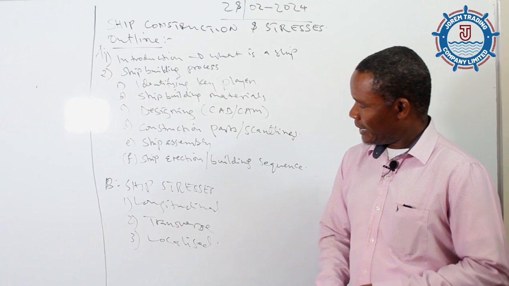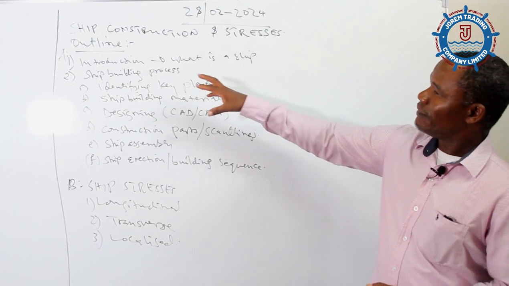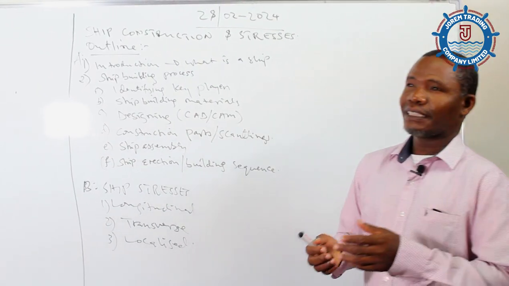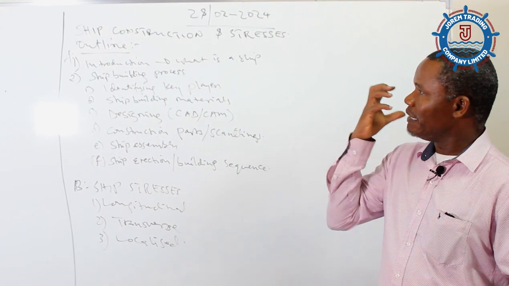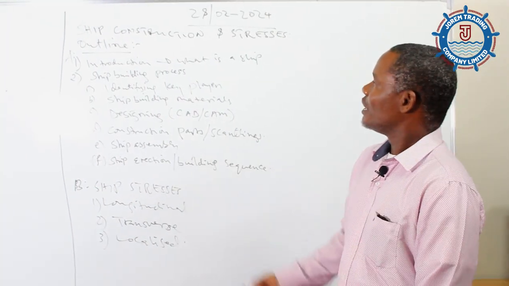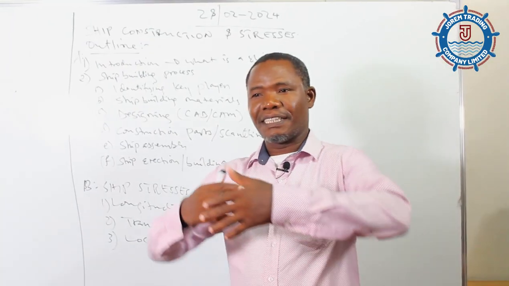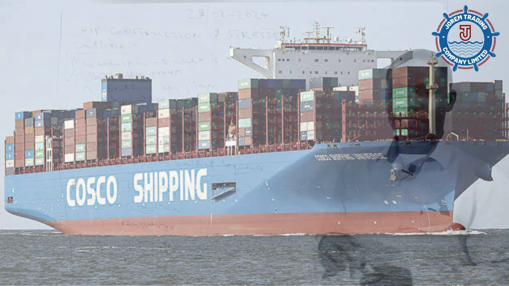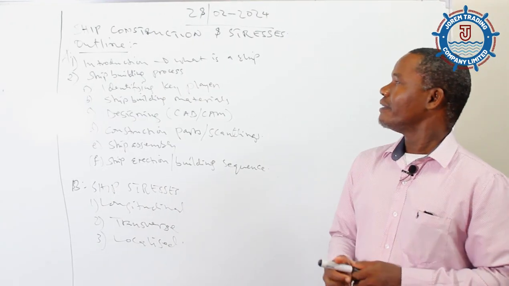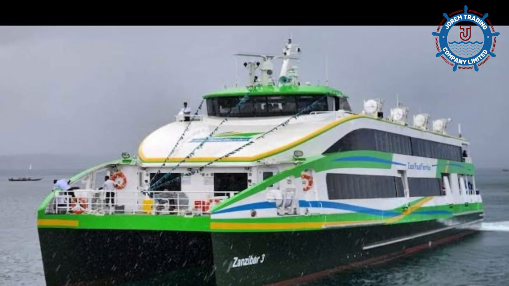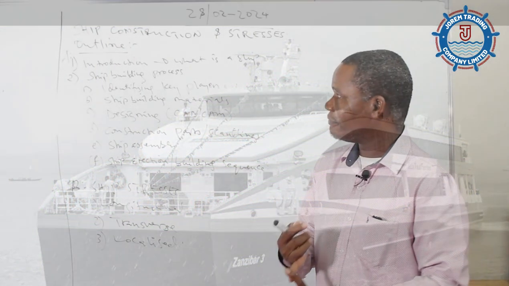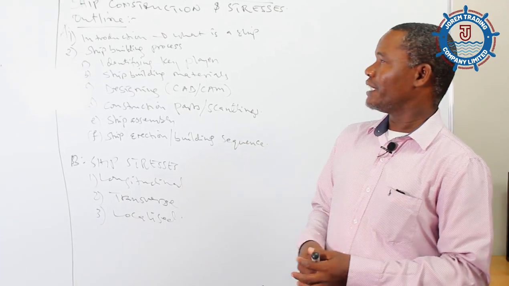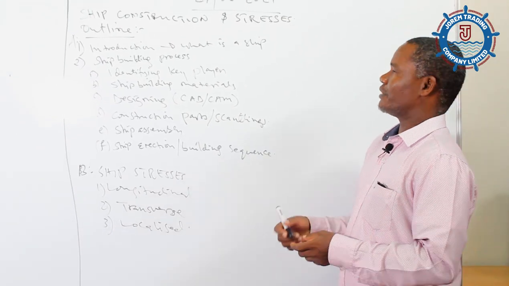As we can see on the outline, when you're talking about ship construction, we first have to know what a ship is and how many types of ships we have, so that we can have an image of what we are actually talking about. A ship simply means a large vessel traversing the oceans and other navigable waterways, carrying cargo, passengers, or used in specialized missions like defense, like we see the frigates, fishing, oil and gas exploration. All those need some kind of marine vessels.